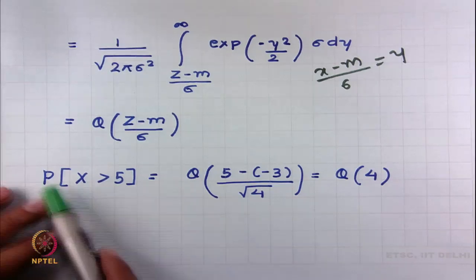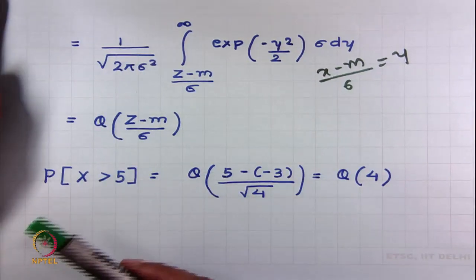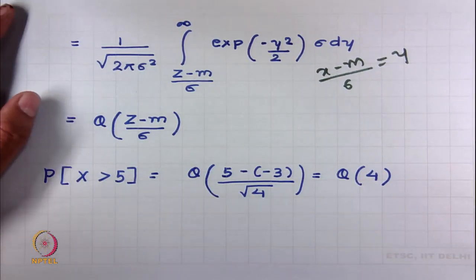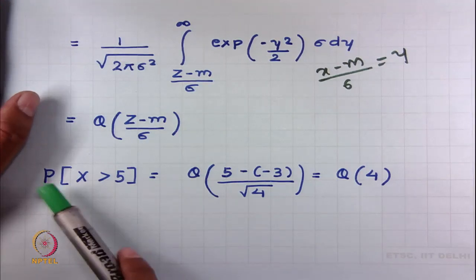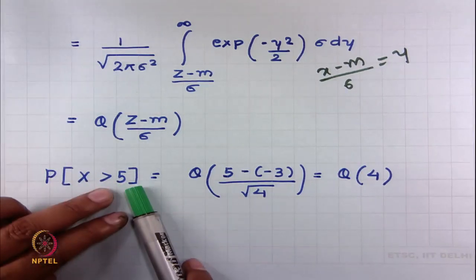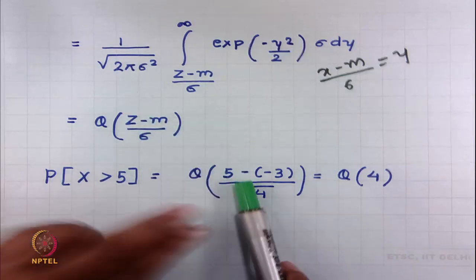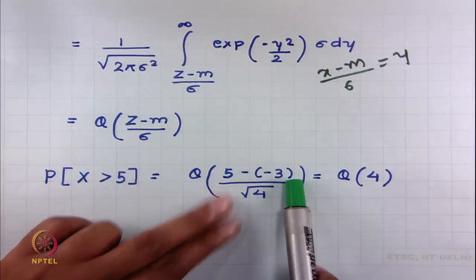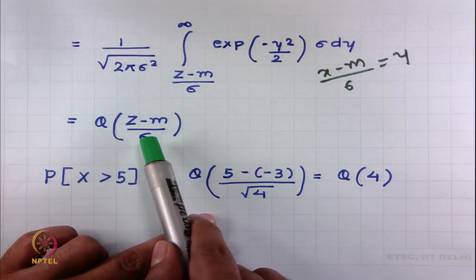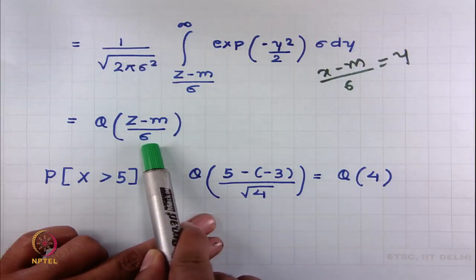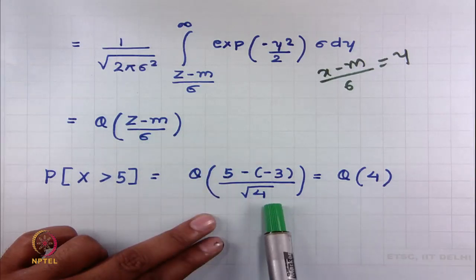So, if you have to calculate, for example, the special case that we were talking about and wondering about before, if you have to think about what is the probability of x greater than 5, so z is 5, mean of x is minus 3, standard deviation of x is square root of variance, variance is 4.